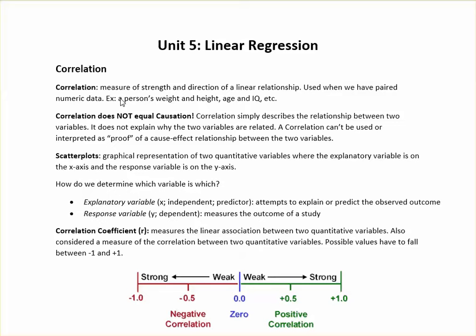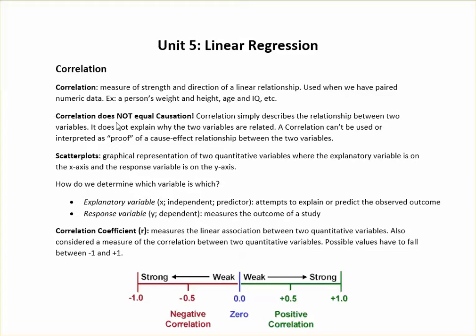It's used when we have paired numeric data, so it has to be paired, and it does have to be actual numbers. For example, a person's weight and their height, or a person's age and their IQ. So it's paired, and it's two different variables that are both numbers.